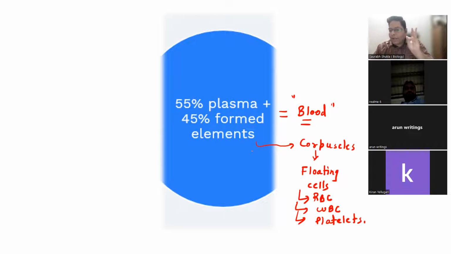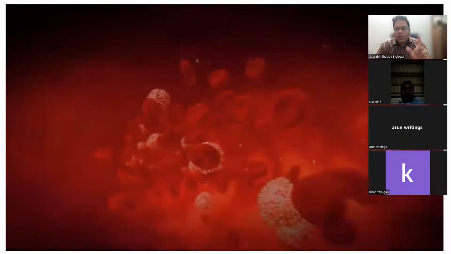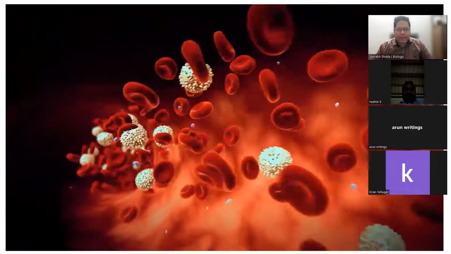First question, child: floating cells are classified into how many types? 3 types: RBCs, WBCs and platelets. The important question: what is the percentage of plasma in the blood? The answer is 55%. Formed elements including corpuscles, the answer is 45%. Right, beta? So watch this important video for your understanding.